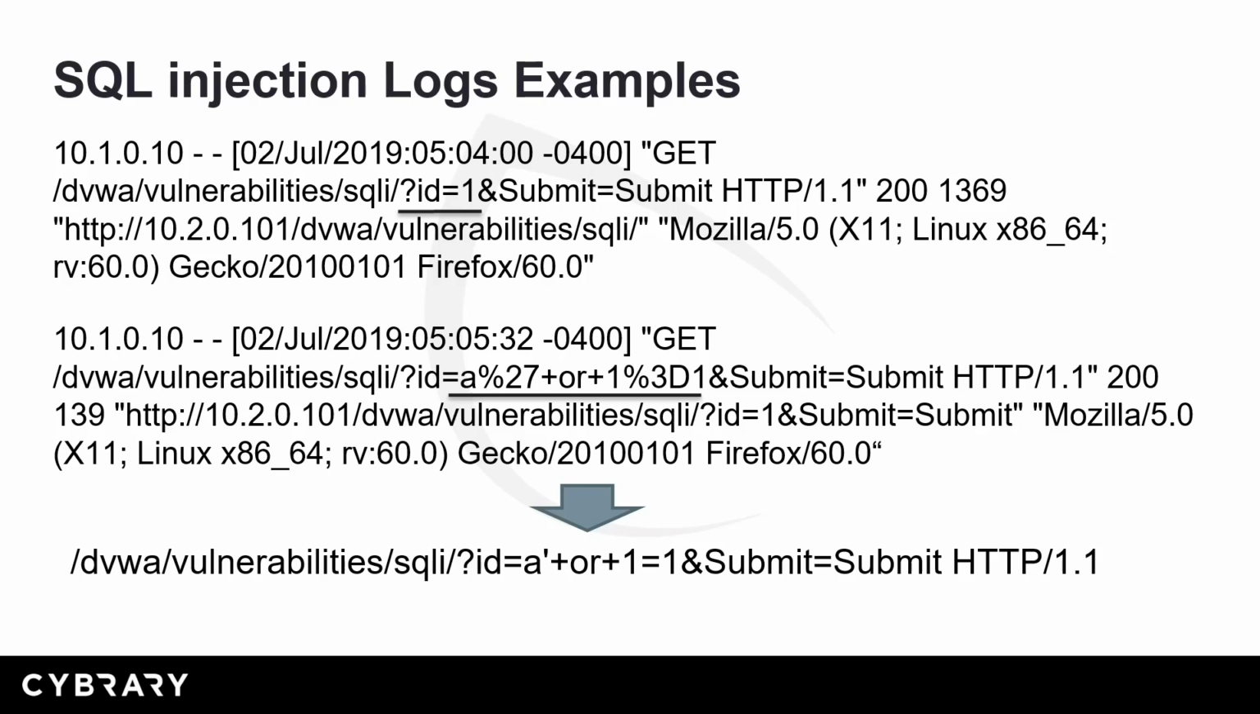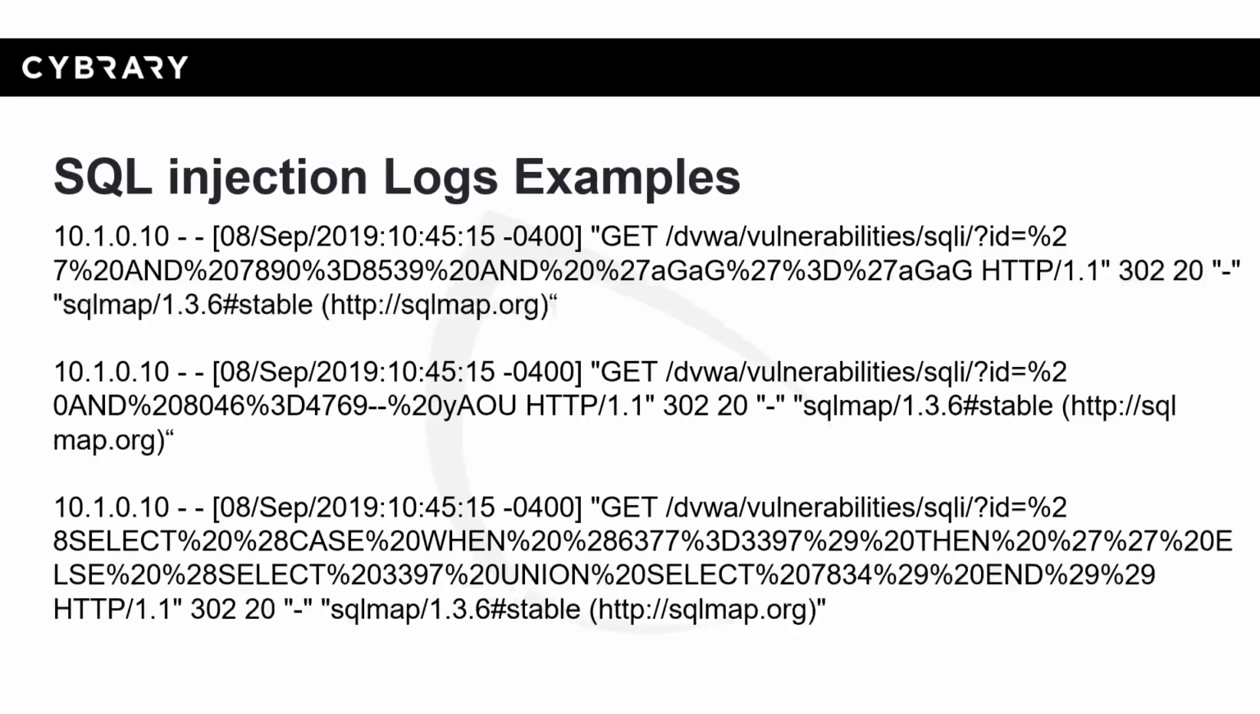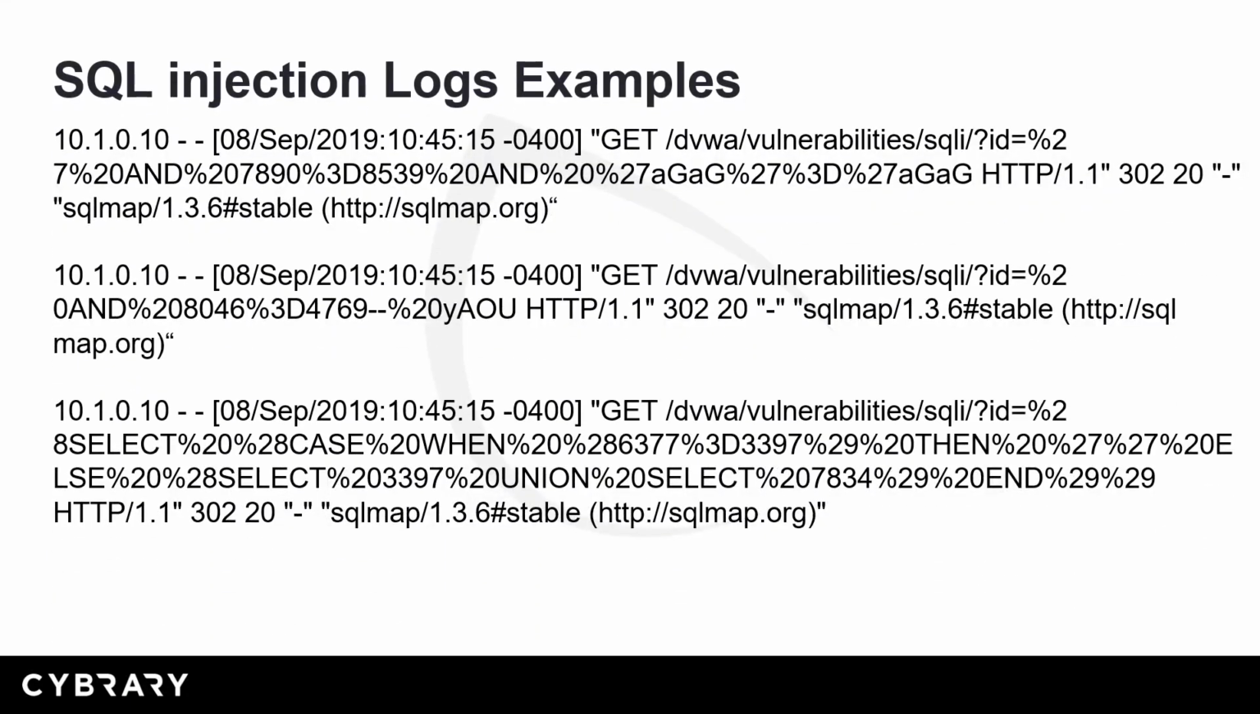Depending on your web application, this would mean that your application is vulnerable to SQL injection. Now, let's analyze these 3 log lines. These lines were generated by the SQLmap tool. SQLmap is a well-known tool used to perform vulnerability scans or to perform SQL injection attacks.